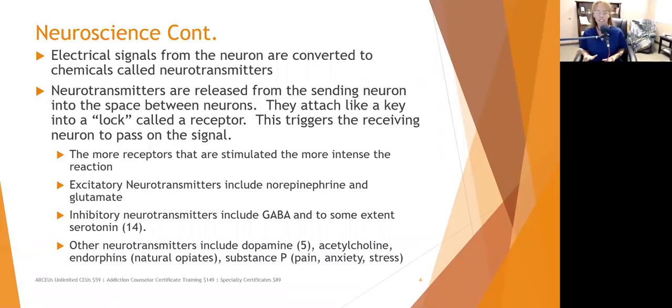So for example, when somebody takes cocaine, that is an excitatory drug. It secretes the excitatory neurotransmitters like glutamate into that synaptic cleft. So the receptors are just flooded, and it floods into the receiving neuron, and it finds every single lock that's available. So the person gets this supercharge of excitement. The excitatory neurotransmitters include norepinephrine and glutamate.